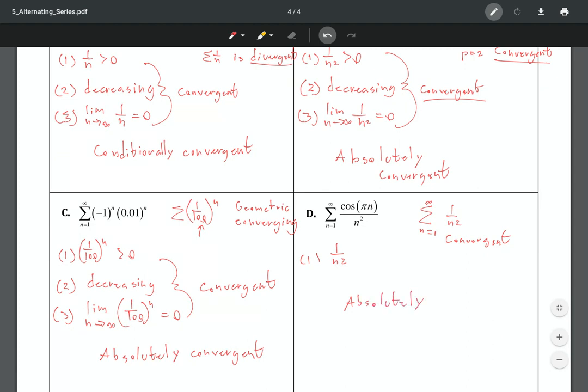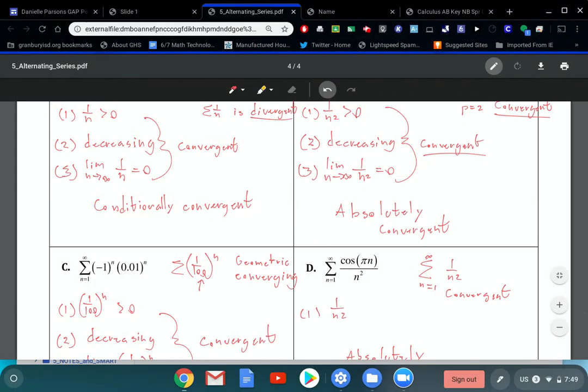And then now let me see if I can pull a problem where you have something that is neither conditionally convergent or absolutely convergent. It's actually divergent. All right, just to avoid some confusion. Let's see if I can quickly pull it up here.